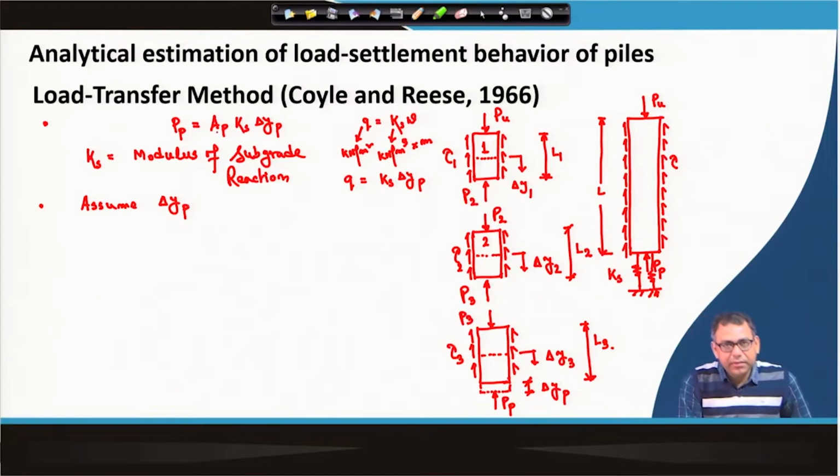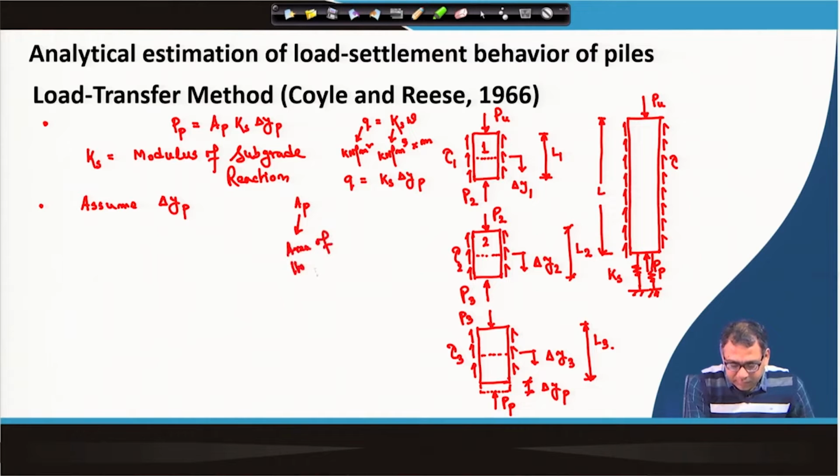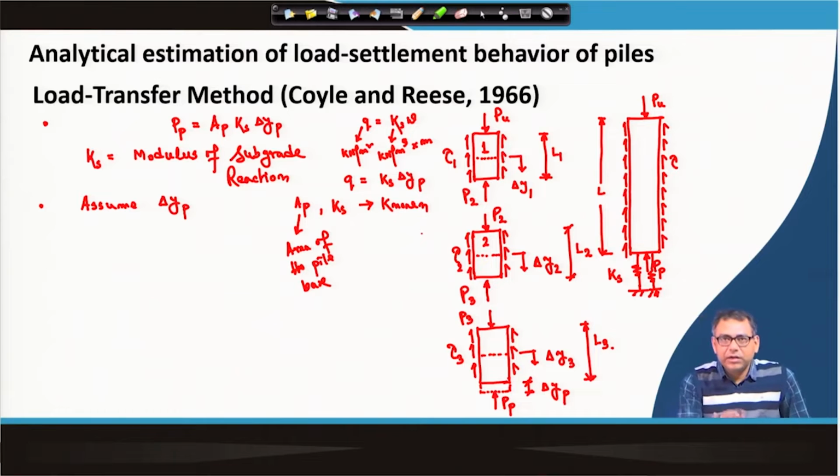and we know the A p, we know the K s. A p is the area of the pile base, so that is known, and K s is also known because it is a soil property. So the unknown is what? We do not know the value of del y p, because A p is the area of the pile base, known, and K s is the soil property, known, but we do not know what del y p is.